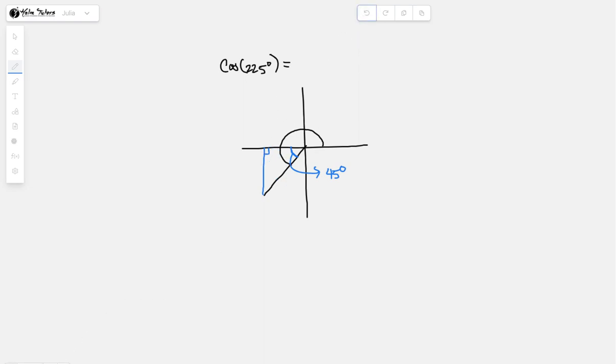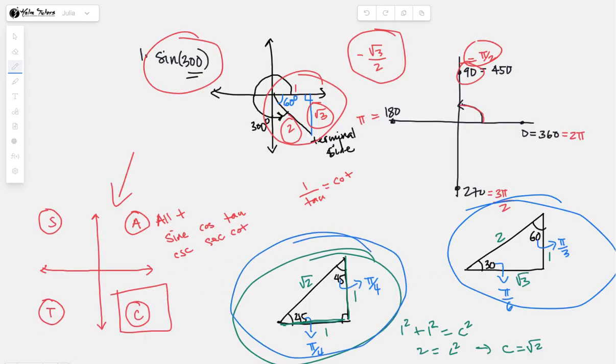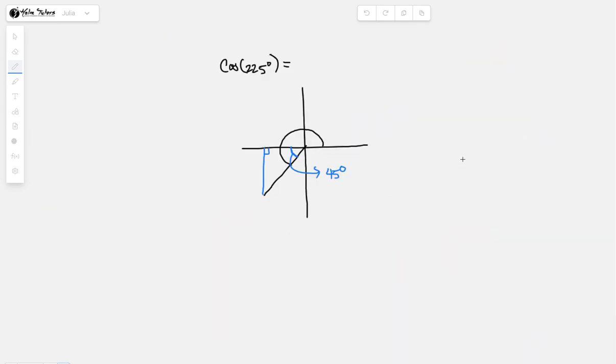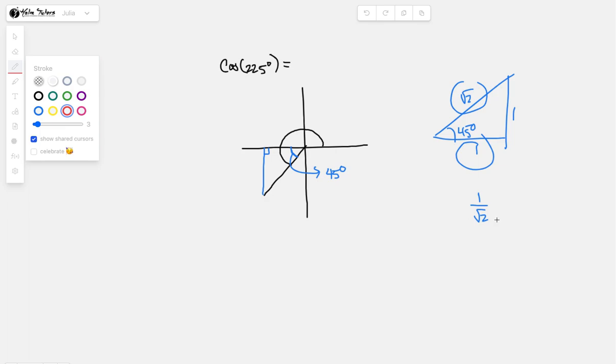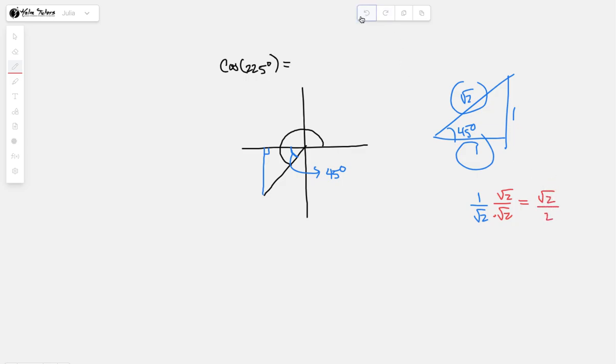Got it. So then, we either go back to what we had on the first page, this 45, 45, 90, or you just have this 45, 45, 90 in your head. And what we know is on the 45, 45, 90, this is 45, and we have 1, 1, root 2. So then you need cosine. So cosine is adjacent over hypotenuse, so that's going to be 1 over root 2. But you have to rationalize it, so you multiply by root 2 over root 2. When you do, the numerator becomes root 2, the denominator is 2, so you have now root 2 over 2. Okay, so your answer is root 2 over 2.